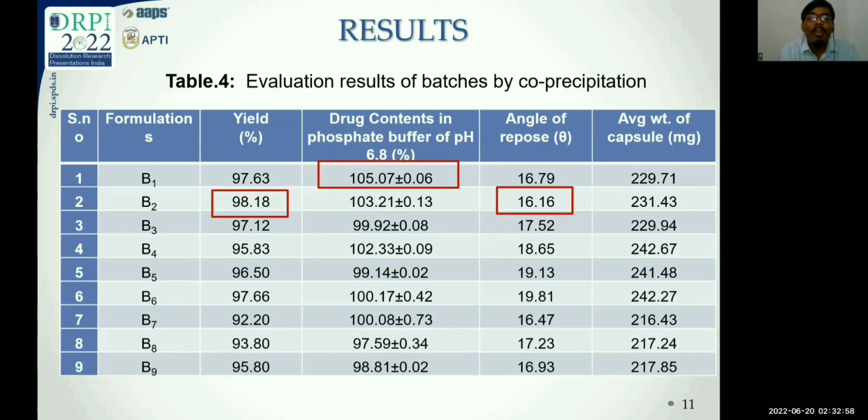The percentage yield of all the formulations was in the range of 92 to 98%, and the highest yield was found in batch B2 with 98.18%. The drug content was in the range of 97 to 105, and the best was batch B1 with 105.07%. The angle of repose for all the formulations was found to be excellent, and batch B2 showed the least angle, that is 16.16. The average weight of capsules was in the range of 216 to 242.